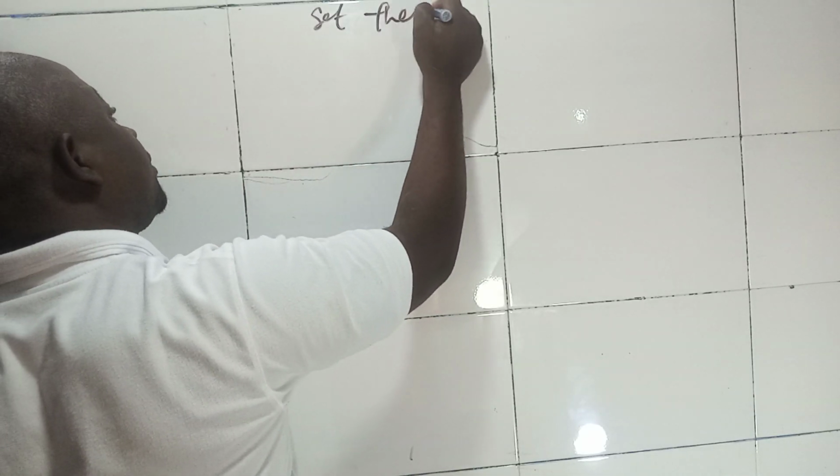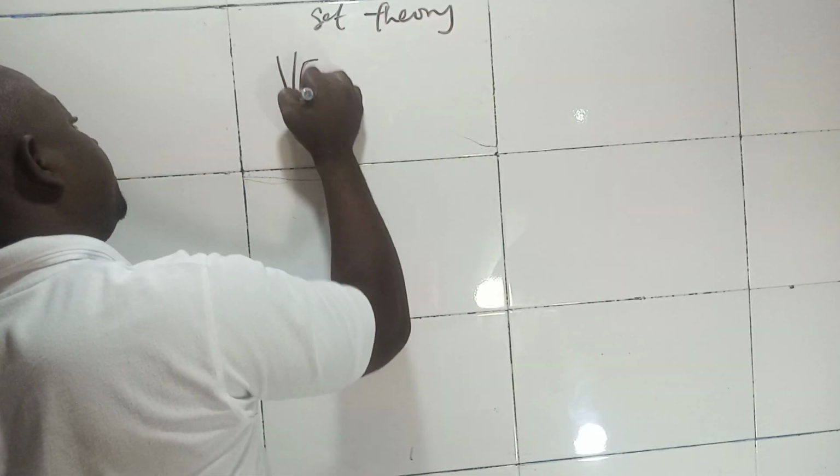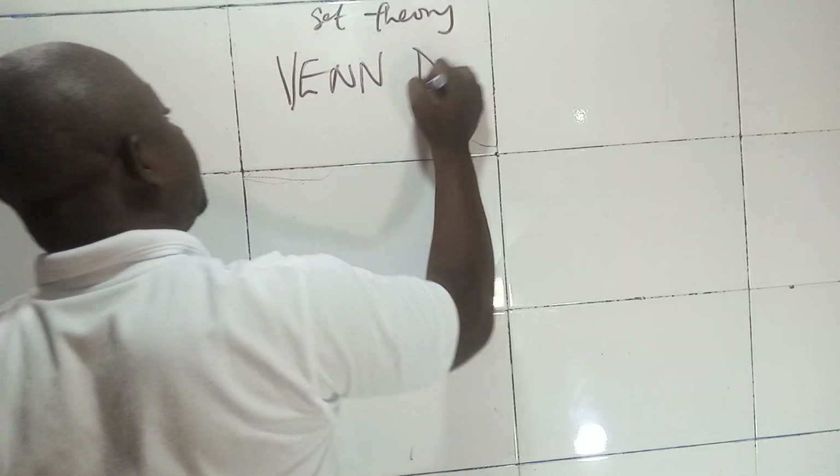So today we're talking about mathematics. We want to continue on our set theory. So under this set theory, I'll be talking about the Venn diagram. The Venn diagram.